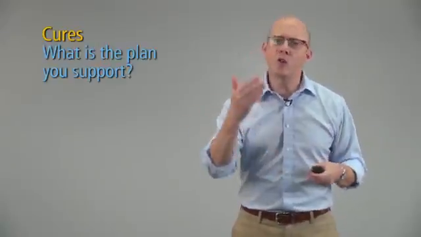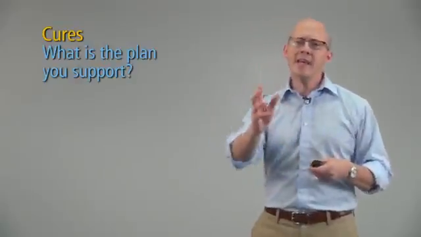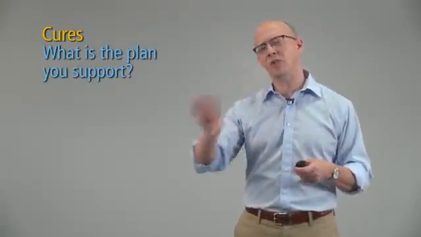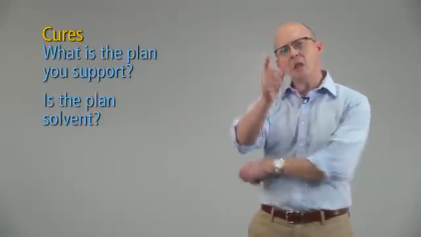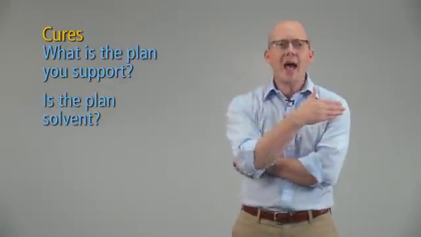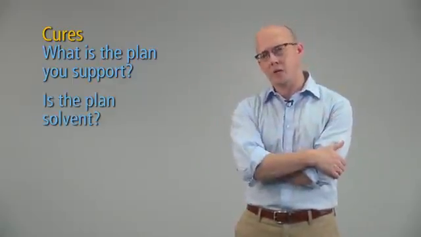So we talked about ill and blame, problem and cause. Now we turn to cure and consequences. In cure, we're thinking in terms of, what is your solution? What are you recommending? What is the plan that you support? Then under that, we want to think in terms of solvency and workability. Solvency: does your solution actually solve for the ill and/or the cause?